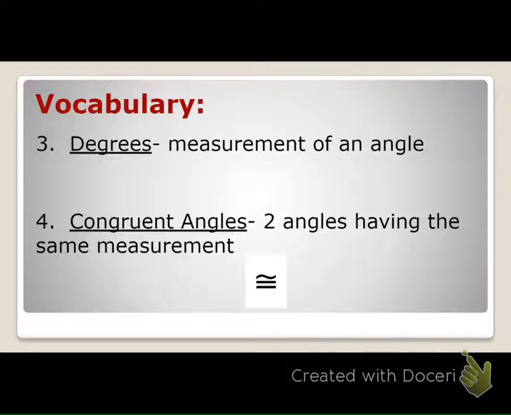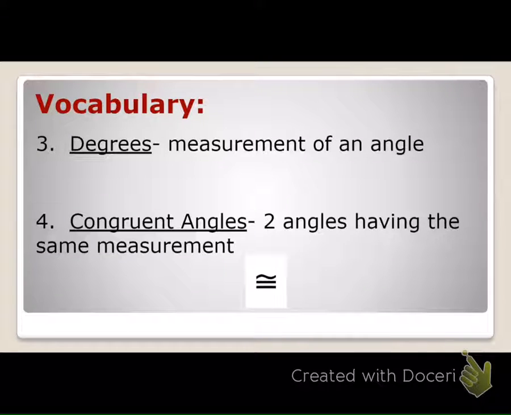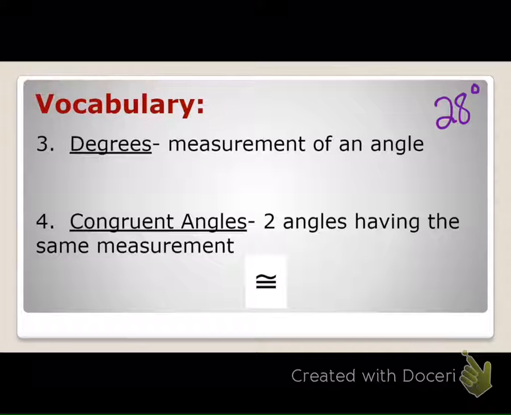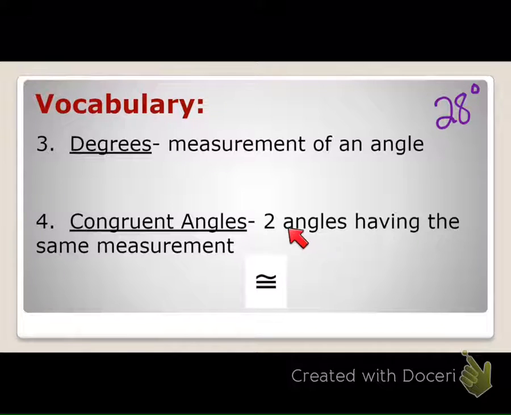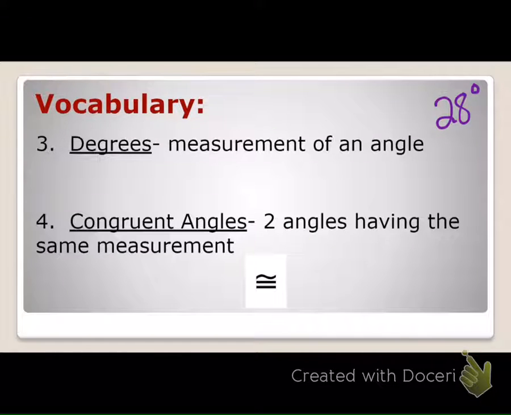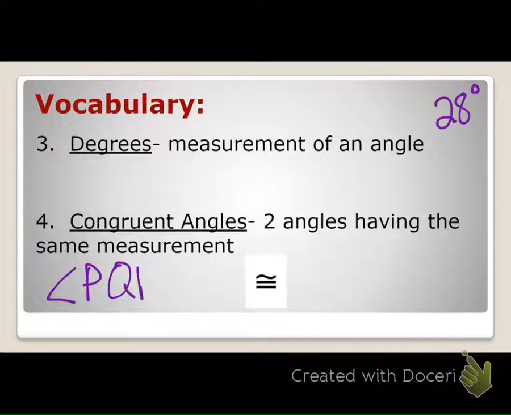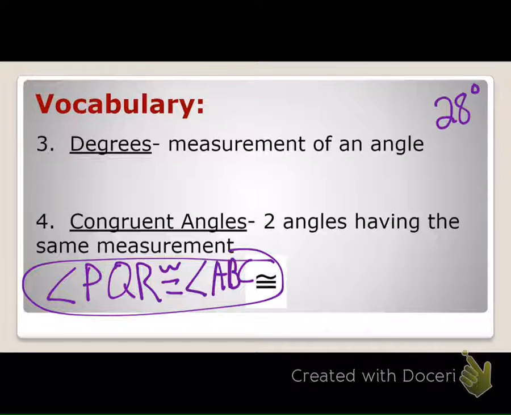Okay, so degrees is the measurement of an angle. You label it like, let's say it's 28. You put a little degrees symbol after it. That's how you label it, degrees. Congruent angles are 2 angles having the same measurement, and that congruent sign is appearing again. So on the last one, we could say angle PQR is congruent to angle ABC. That's how you would write a statement of congruency.